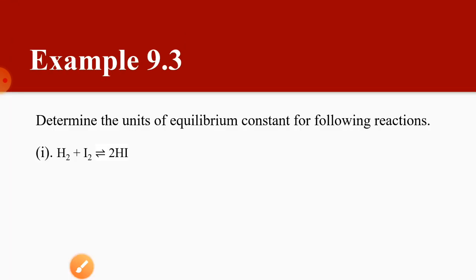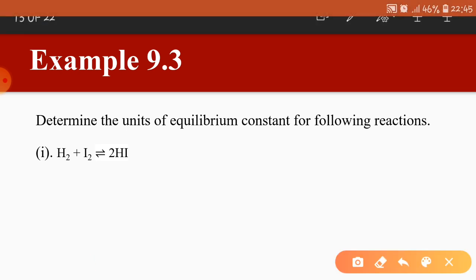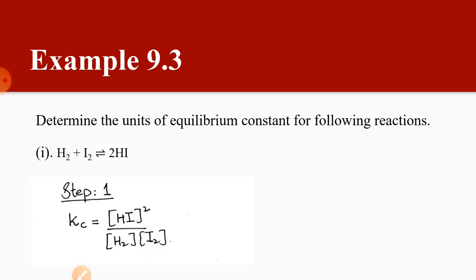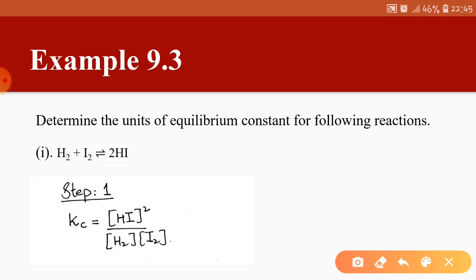So we have an example in which we have to determine the equilibrium constant for this reaction in which hydrogen and iodine react to form hydrogen iodide. First step is that we have to write the equilibrium constant expression, and we know that for writing it, products are written in the numerator and the reactants are written in the denominator. You may notice that here HI is written in the numerator and H2 and I2 are written in the denominator. HI is being raised to power 2 because here 2 is a coefficient with the chemical substance HI.